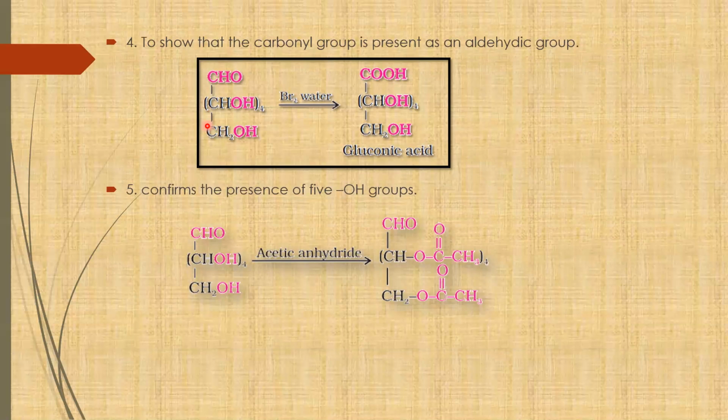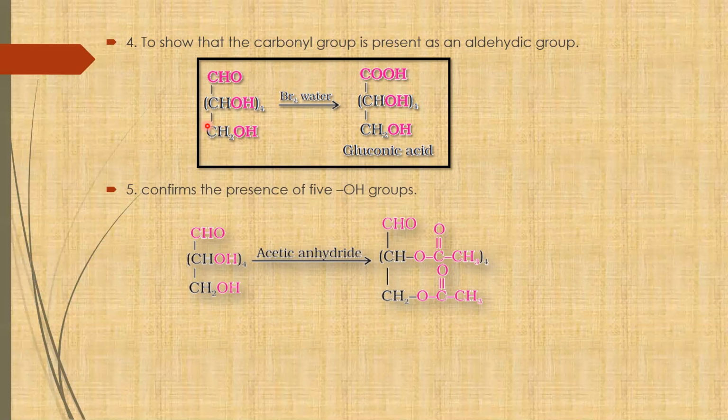To show that the carbonyl group present is an aldehyde group, glucose when treated with bromine water produces gluconic acid. I repeat, glucose when treated with bromine water produces gluconic acid. Next, to confirm the presence of hydroxyl group, how did we come to know glucose contains 5 hydroxyl groups?